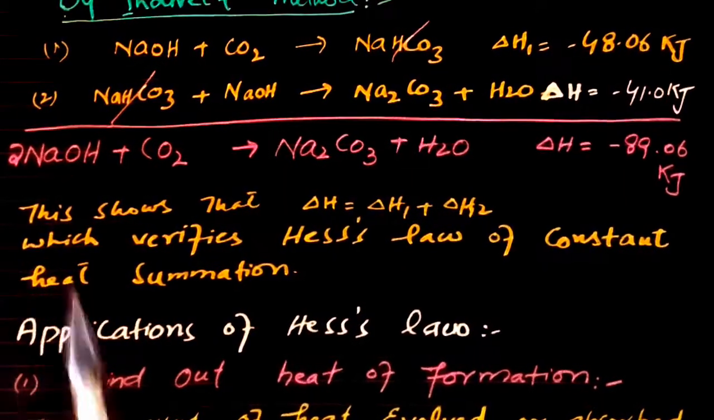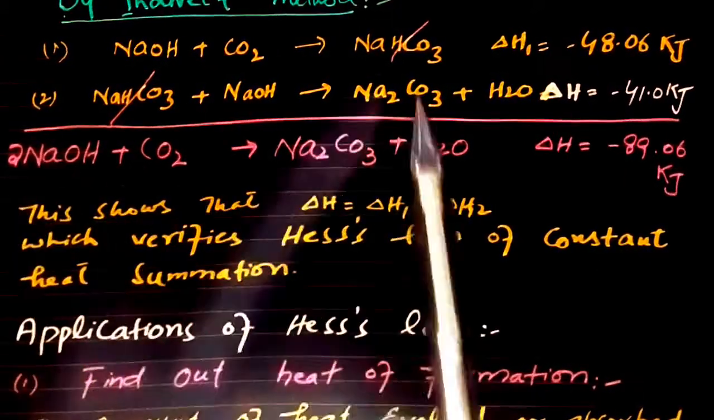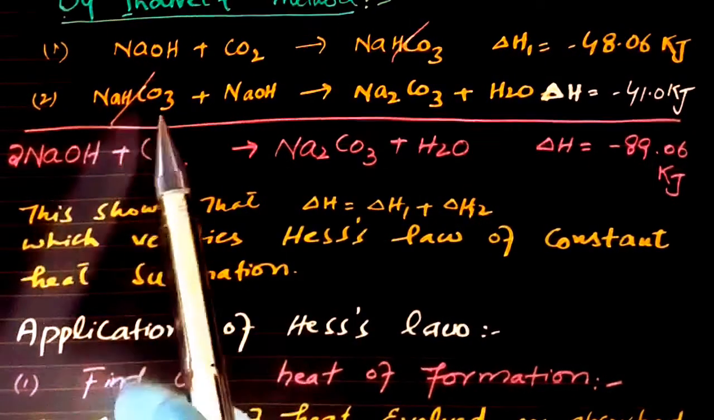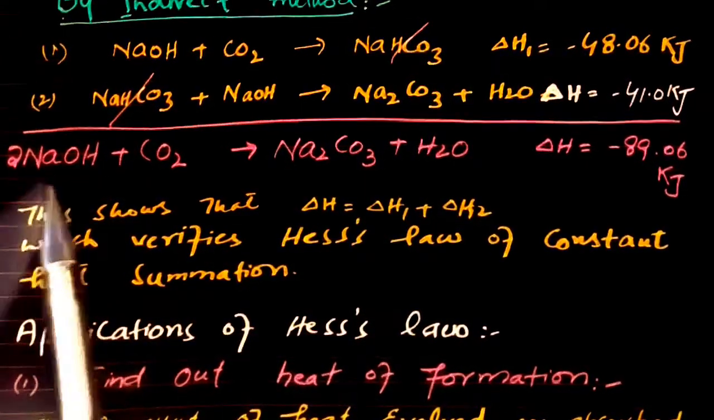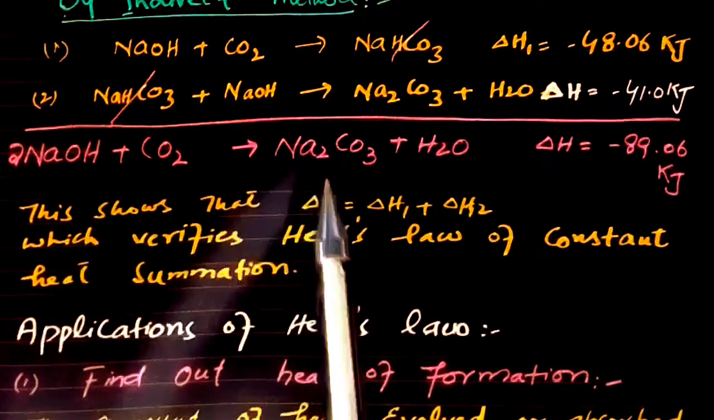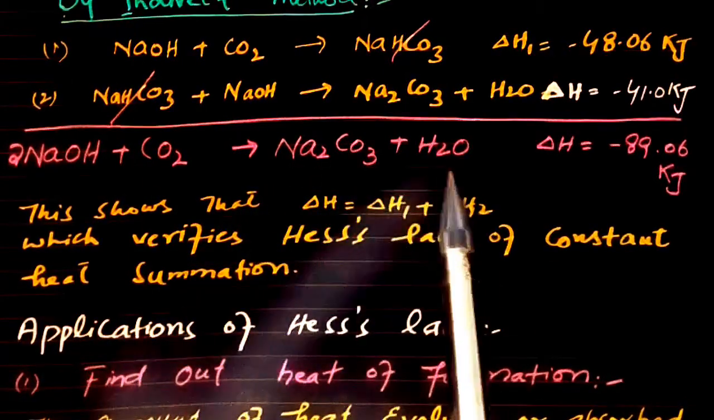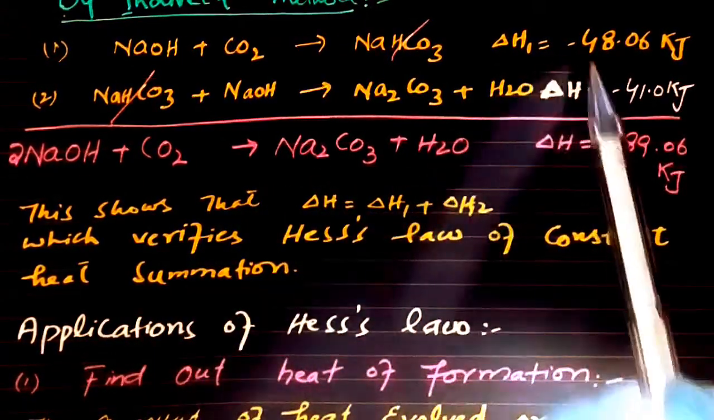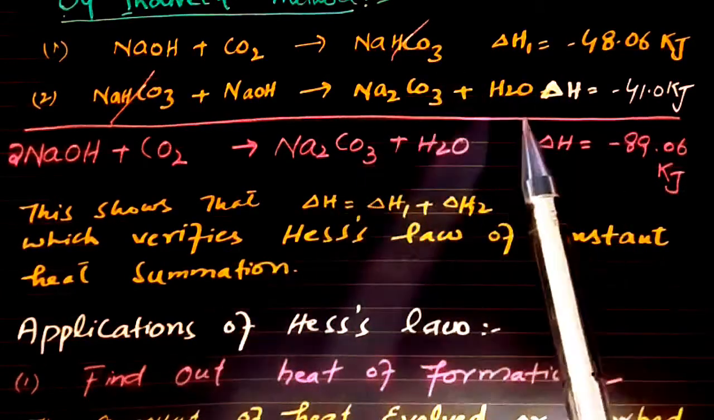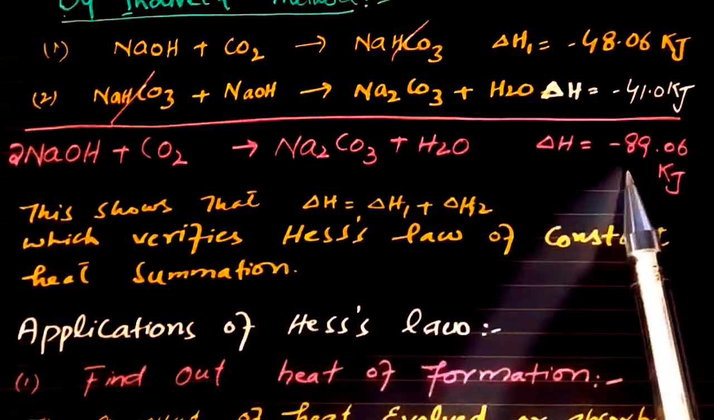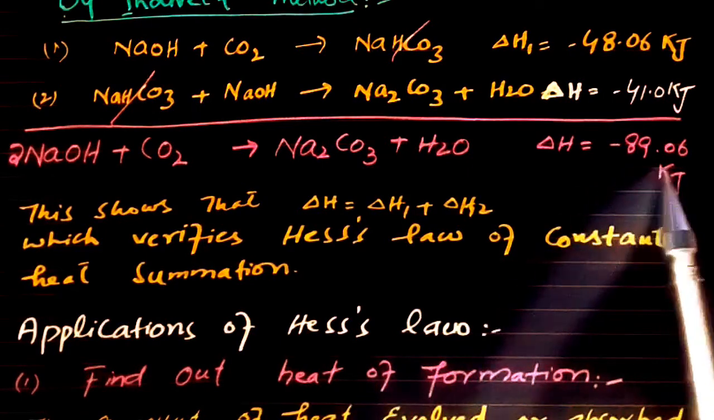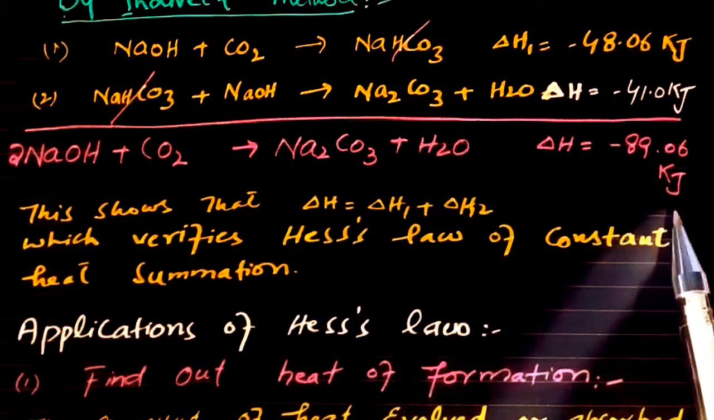When we add both the reactions, the NaHCO3 will cancel with NaHCO3, and the final reaction is NaOH combined with carbon dioxide to form sodium carbonate and water. When we add the values from reaction number 1 and reaction number 2, we get the final value, that is minus 89.06 kilojoules per mole.